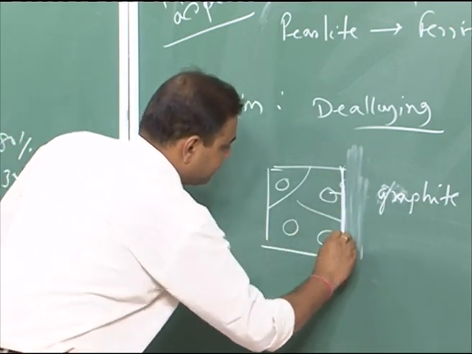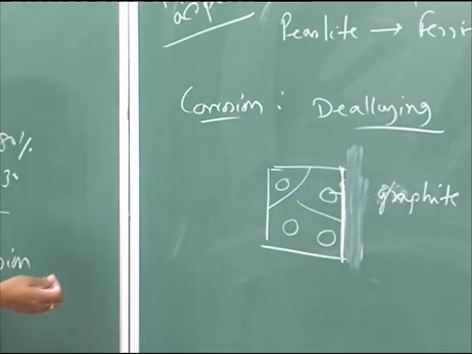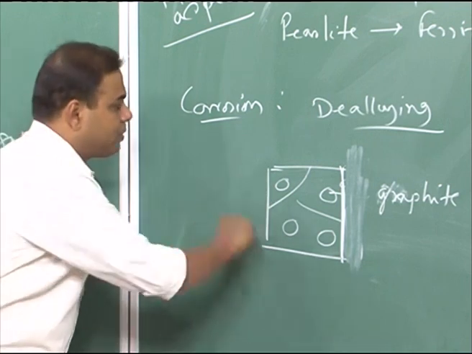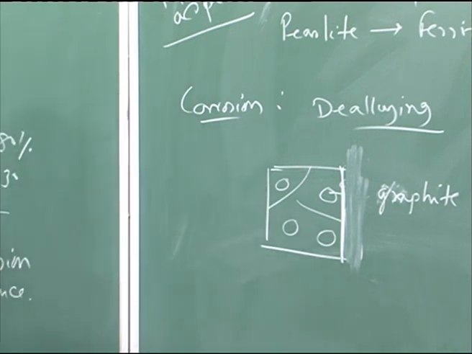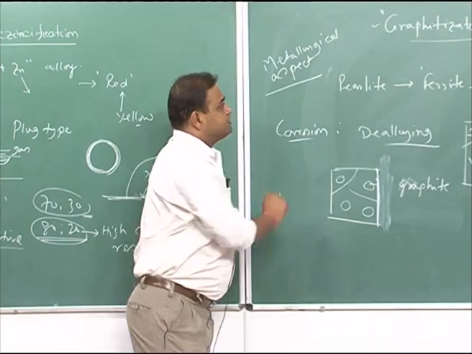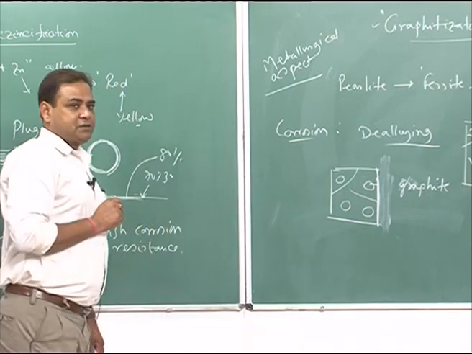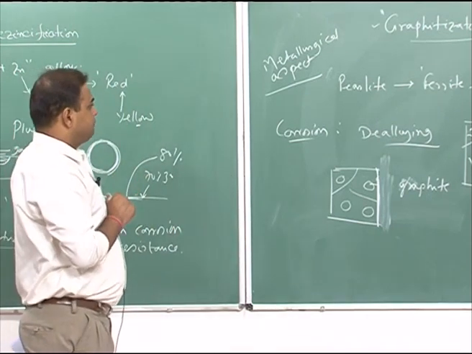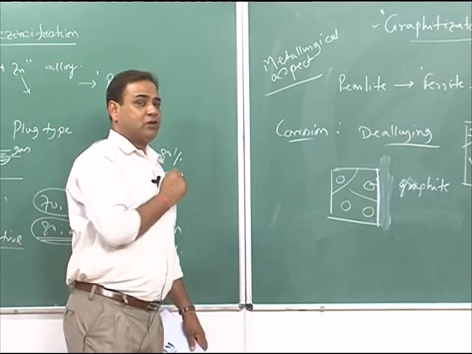So, this surface would have the same strength level as the base metal. So, this is not a problem for nodular cast iron. So, this is about the graphitization of grey cast iron. This is an example of dealloying phenomena also.